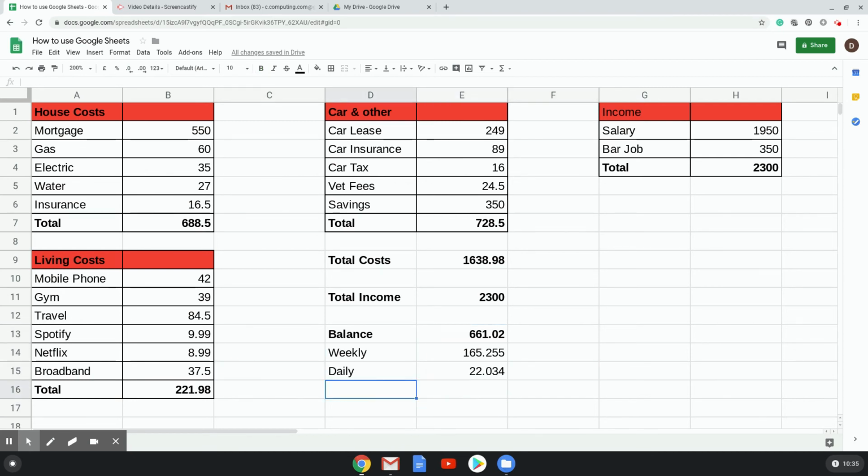And that's it, really. The divide function is pretty simple in Google Sheets, so I hope it helps.